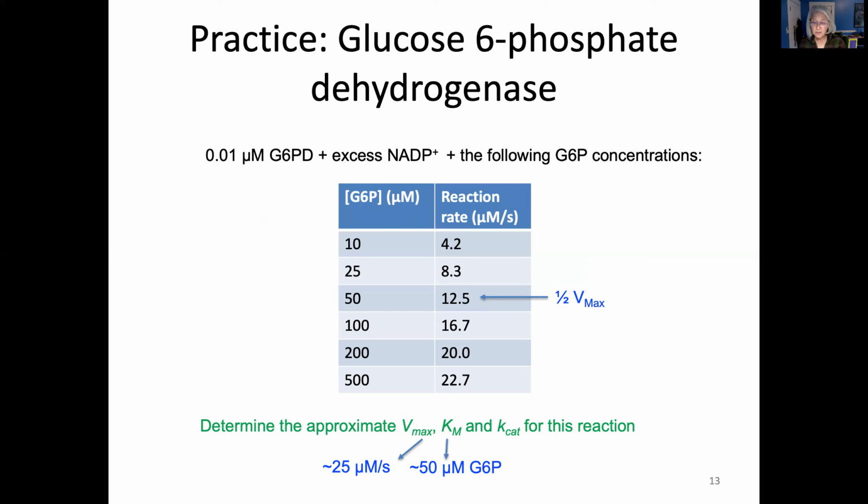Okay, and what's the kcat? Well, kcat is the Vmax divided by the concentration of enzyme used. And we saw we used 0.01 micromolar enzyme. So the kcat here, we divide this out, is 250 per second.